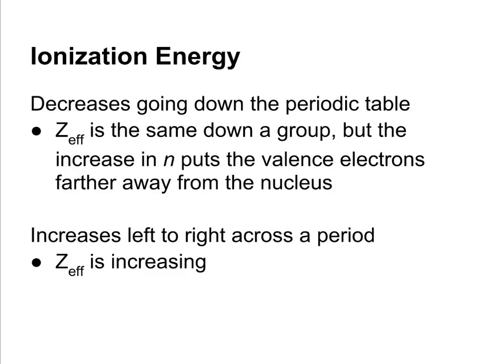And ionization energy increases from left to right across the periodic table. As you go left to right, you're adding more electrons to that valence energy level, and the effective nuclear charge is increasing.